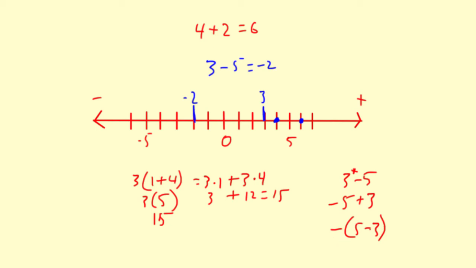Well, how does that make this any easier? Well, this is just the negative of 5 minus 3, which is 2, so that takes you to negative 2. Okay, it's just a different way to think about it.